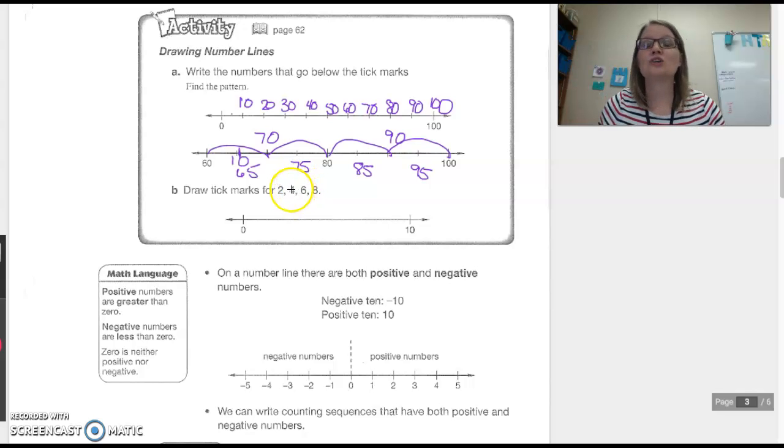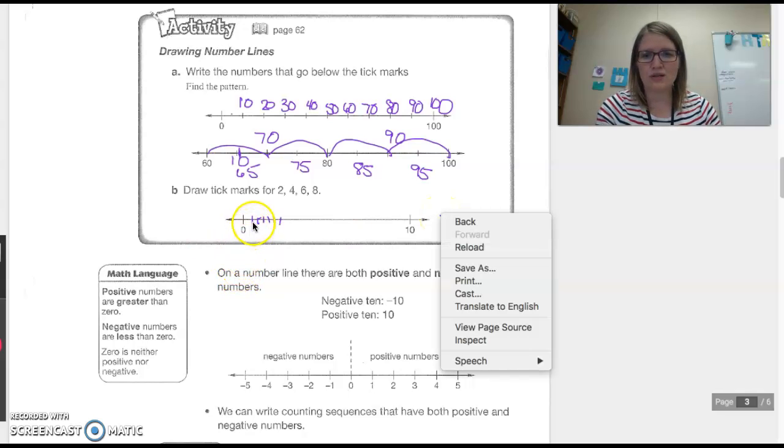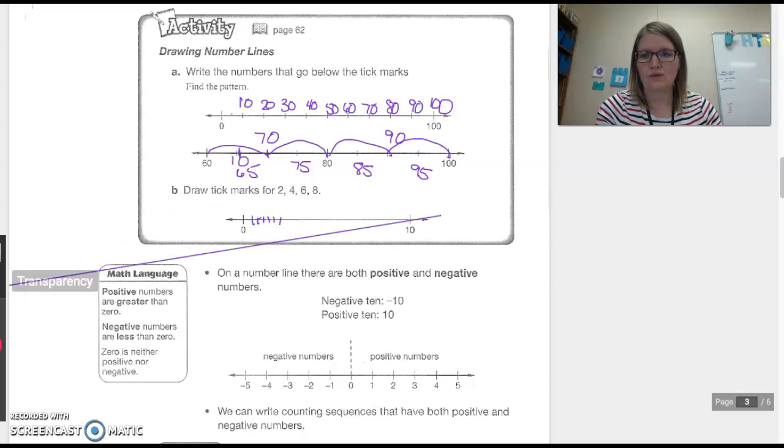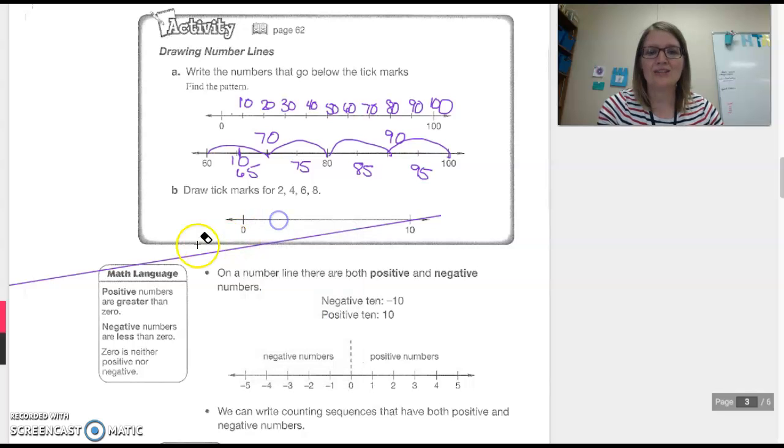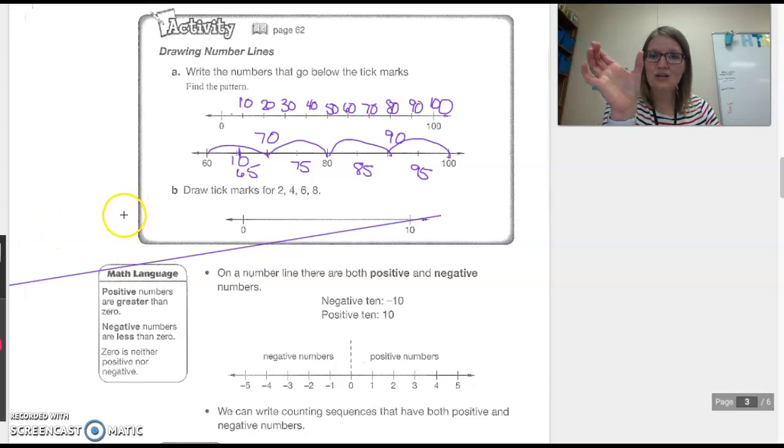And now you get to create your own. Draw tick marks for 2, 4, 6, 8. Now, tell me if this looks right. 2, 4, 6, 8, 10, 12. Does that look correct? No, I'm going to erase this right now. Turning on my eraser. See, we're erasing. So that does not look right, does it? For it to be correct, we've got to have it spaced evenly.